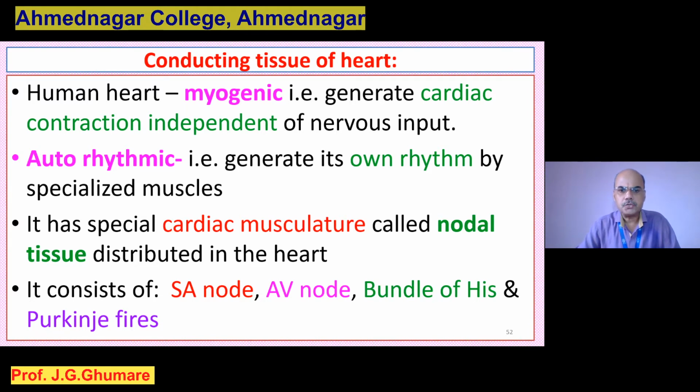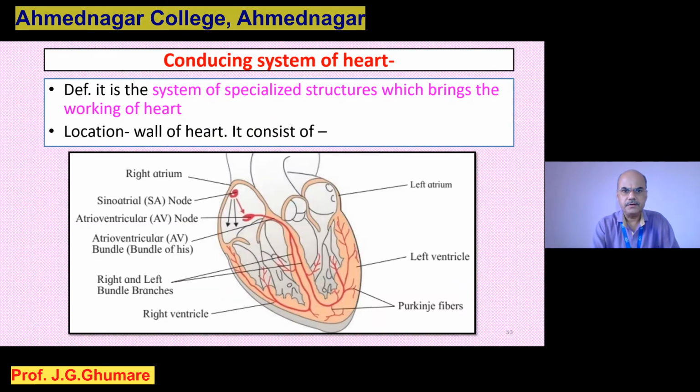And this nodal tissue, the one which will bring contraction and relaxation, will be of four types. We'll discuss one by one. Number one, SA node. Number two, AV node. Number three, bundle of His. And number four, Purkinje fiber. Remember, the long forms of SA node and AV node we'll study; short forms are allowed here.